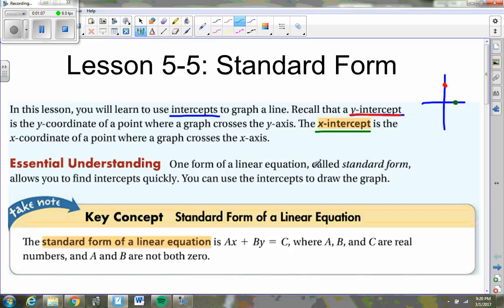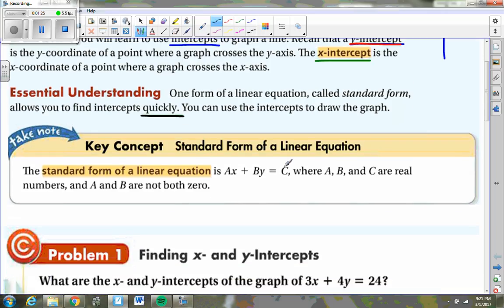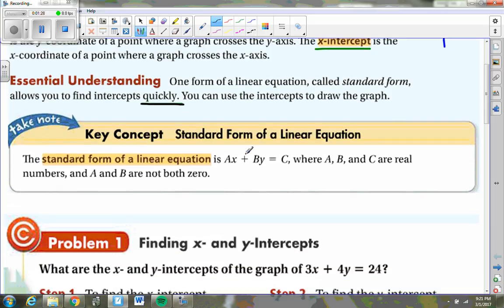One form of a linear equation called standard form allows you to find both intercepts very quickly. So we're going to use standard form to draw the graph using the intercepts. Standard form looks like this. It's the only one where x and y are on the same side of the equal sign. A, B, and C are all just numbers here. So ax plus by equals c: some number times x plus some number times y equals a number.